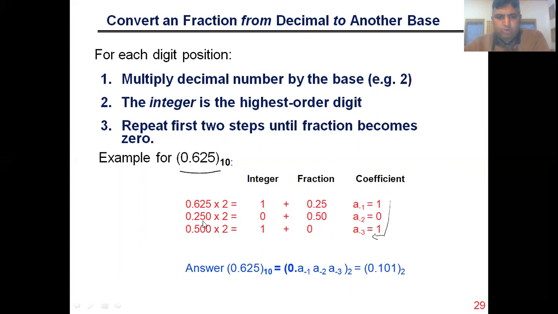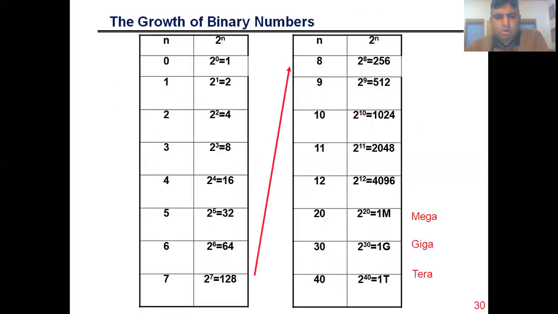Then multiply 0.25 by 2, it becomes 0.5. 0 is the integer, 0.5 is the fraction. Multiply 0.5 by 2, the integer is 1 and the fraction becomes 0. So we repeat until the fraction becomes 0, and then in straight order, 0.101 is the binary equivalent of this decimal 0.625. So we have converted the fractional number into a binary equivalent. This is the process of converting a decimal fraction into a binary number.